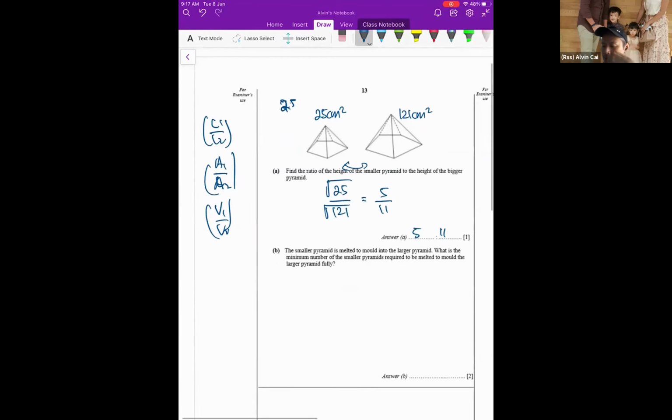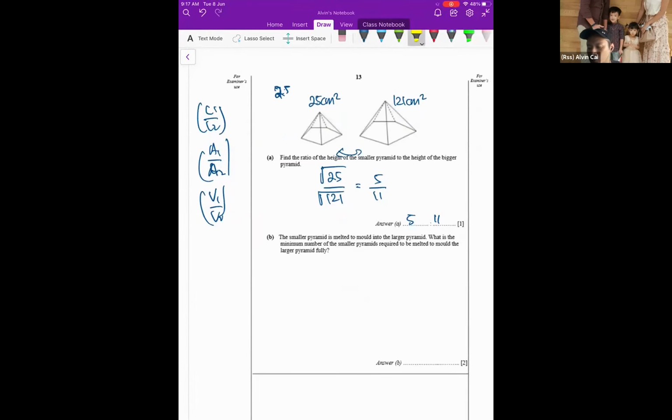Okay, the next part, of course, usually they'll talk about different ratios. They give us area ratio, they ask us to find the length ratio, the next one will be the volume ratio. So when it's melted, you basically talk about the volume. Okay, volume ratio. So now volume ratio will be just 5/11 cubed. So that will give us 125/1331. Okay, so this is the volume ratio.